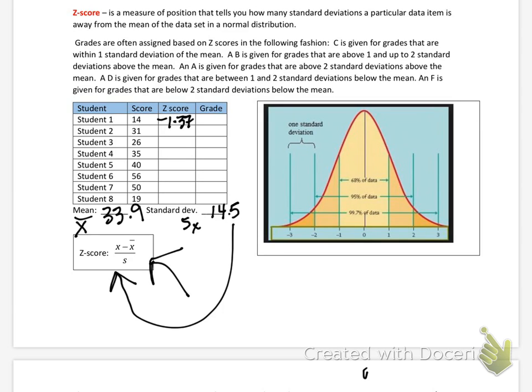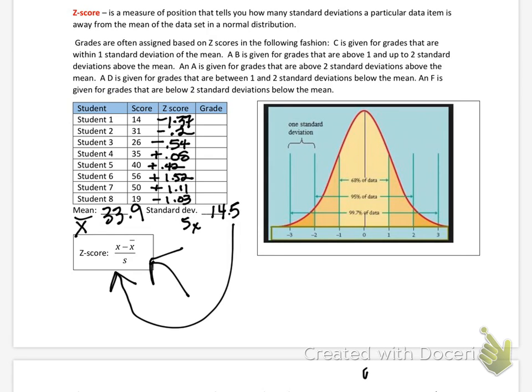Okay, do the next one. Student 2 is 31, so you would say 31 minus 33.9 divided by the standard deviation of 14.5, and you get negative 0.2. So let me turn off the speaker again, and I'll fill in the rest of the z-scores, and then we'll discuss them in terms of the grades. Okay, so everything's filled in.